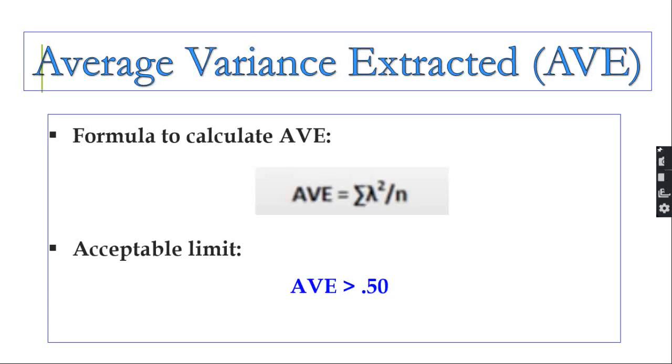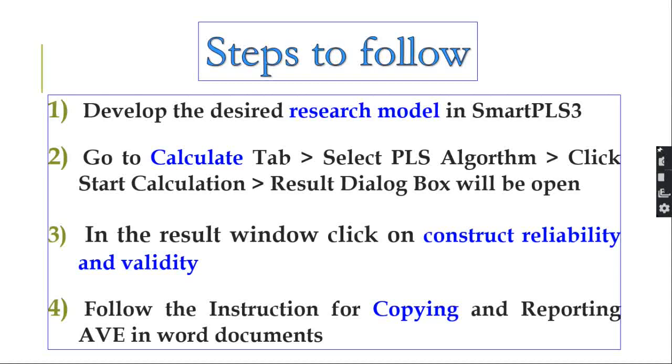We also have an acceptable limit of average variance extracted. The acceptable limit of AVE is that it must be greater than or equal to 0.50. For a value less than 0.50, we can say that there must be some sort of measurement error and we need to remove it. So the acceptable threshold limit of AVE is greater than or equal to 0.50.